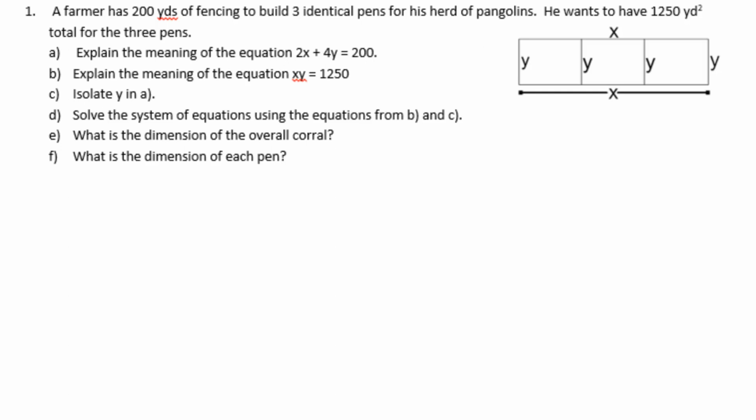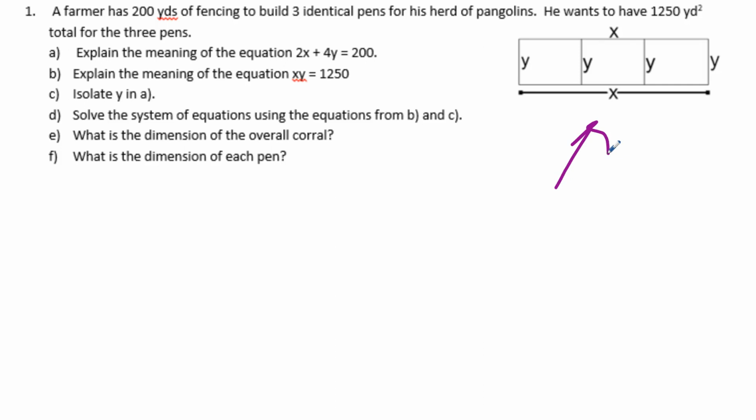Let's take a look. A farmer has 200 yards of fencing to build 3 identical pens for his herd of pangolins. If you haven't seen a pangolin, you should look up a pangolin. They're very cute. He wants to have 1,250 square yards total for the 3 pens. Now, the first part of this, I've given you a diagram here on the right. If you take a look right here, this diagram is of the dimensions for these 3 pens that I want to build. It says, explain the meaning of the equation 2x plus 4y equals 200.